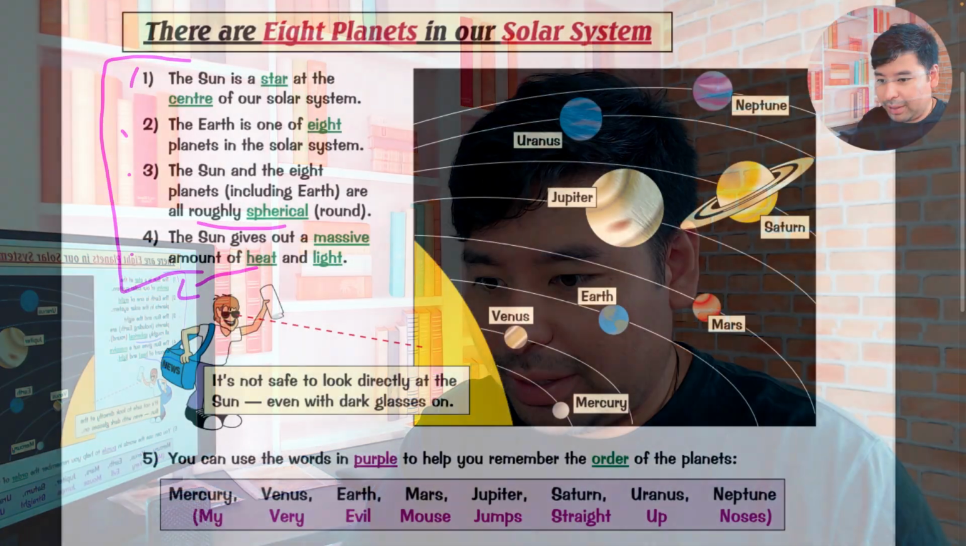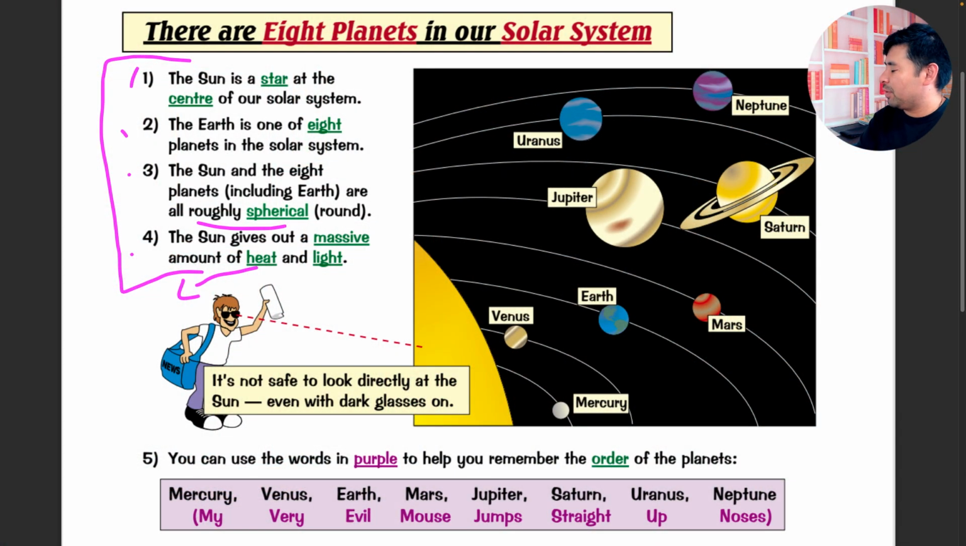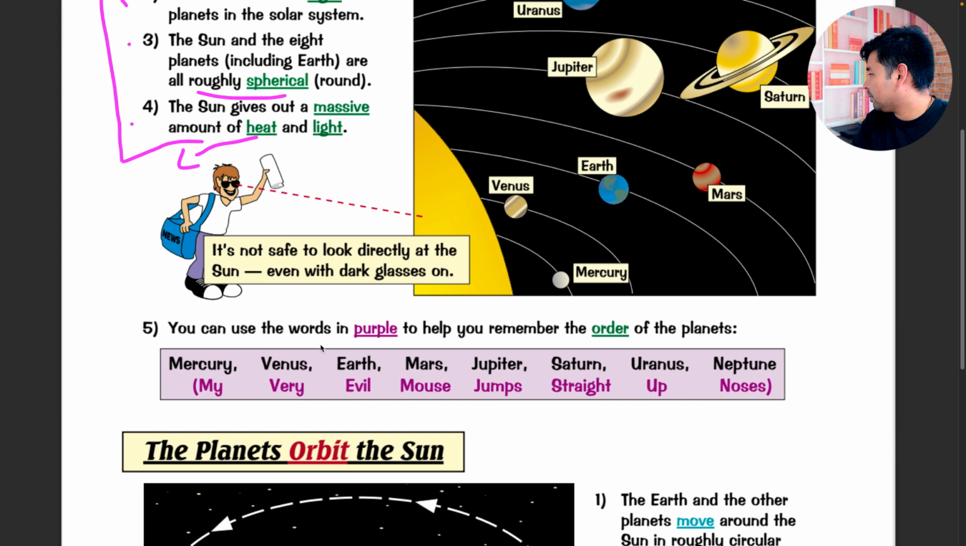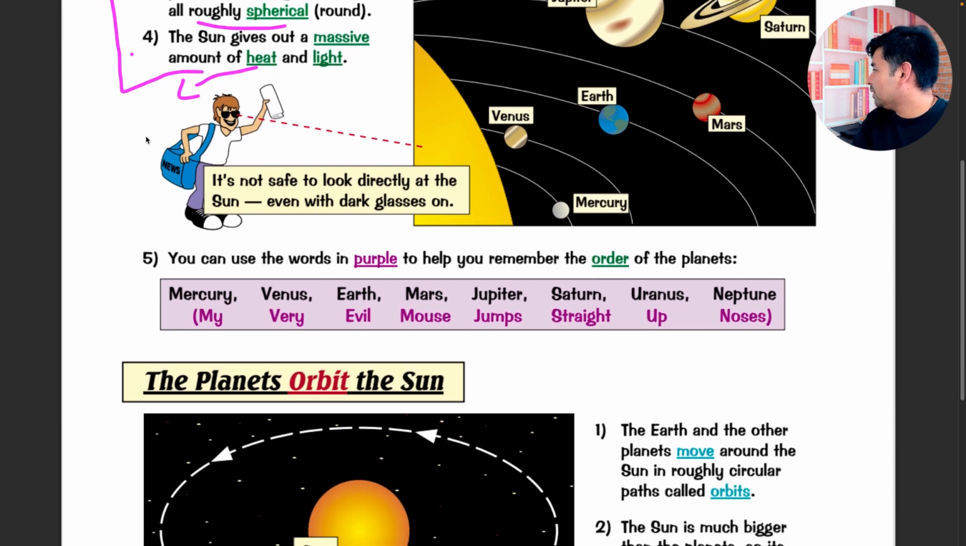Okay, so let me get back here quickly. Get back to the topic. So we got the names, right? Uranus, Neptune, Jupiter, Saturn, Venus, Earth, Mars, and Mercury. Okay, so these are the names of the planets in our solar system. And then let's go down here a little bit. And then we have this little boy.